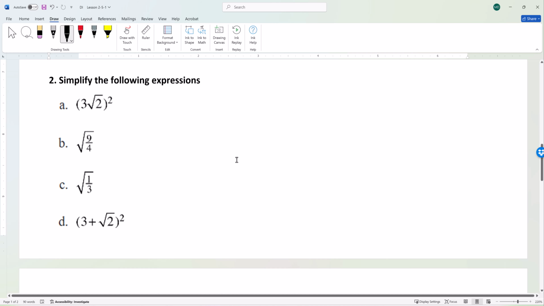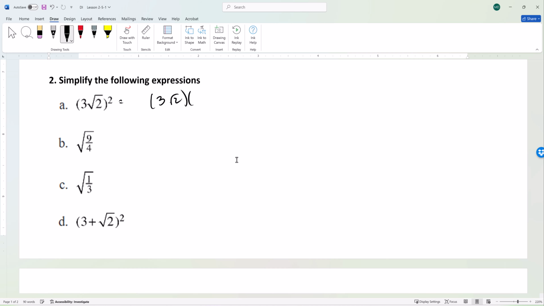Simplify the following expressions. So this is, when you square something, that's 3 radical 2 times 3 radical 2. So 3 times 3 is 9. Root 2 and root 2 is root 4. Radical 4 is 2, so we have 9 times 2, which is 18. And then radical 9 is 3, radical 4 is 2.